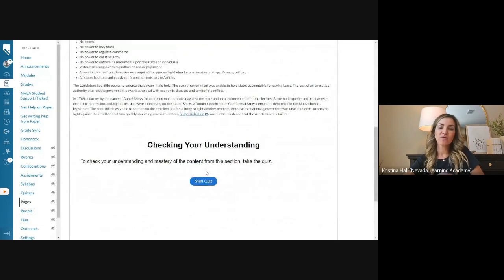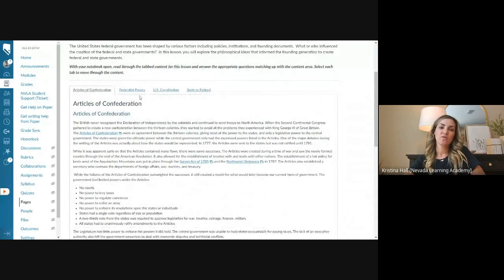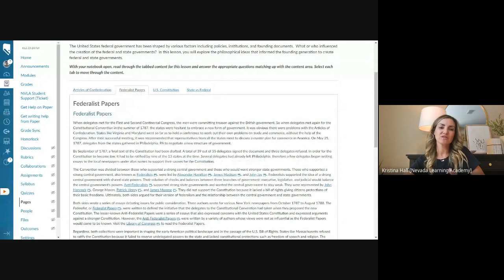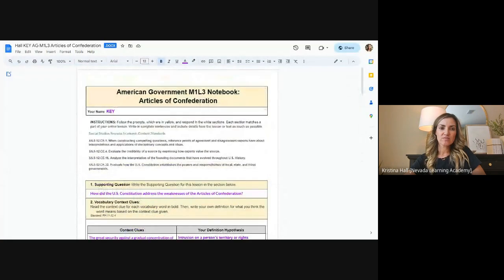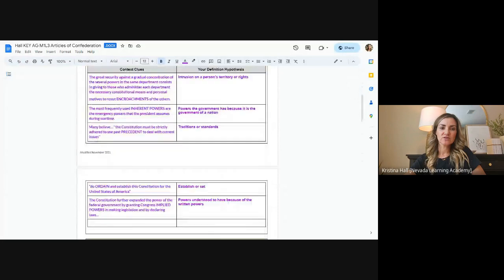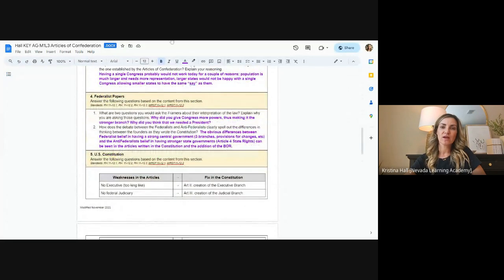Okay. Next page. So we talked about the Articles of Confederation. We watched a video. We did the checking for understanding, and we did this section of the notebook. Where we left off was on the Federalist Papers. So you want to have your notebook open. We did 1, 2, the vocab, we did 3, and we did the first part of number 4. So this is where we're going to pick up today.